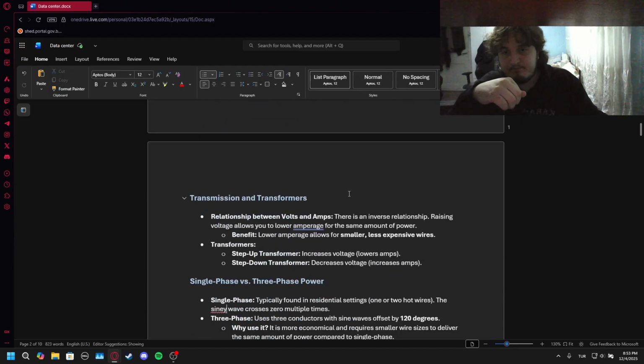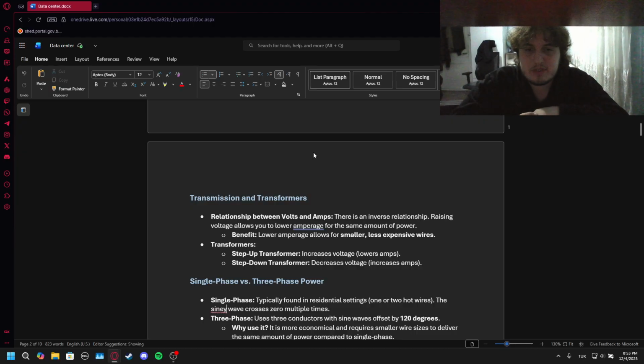Let's continue. Transmission and transformers, the relation between volts and amps. There's an inverse relationship. Raising voltage allows you to lower amperage for the same amount of power. Benefit: lower amperage allows for smaller, less expensive wires. Transformers: a step-up transformer increases voltage and lowers amps. A step-down transformer decreases voltage and increases amps. If you don't know what this means, this is talking about how transformers actually work.